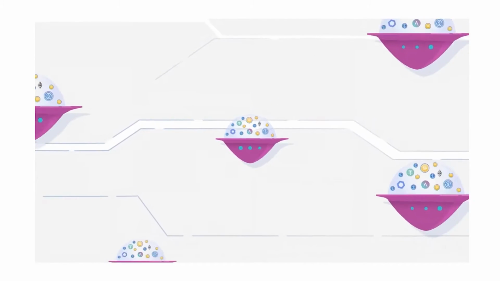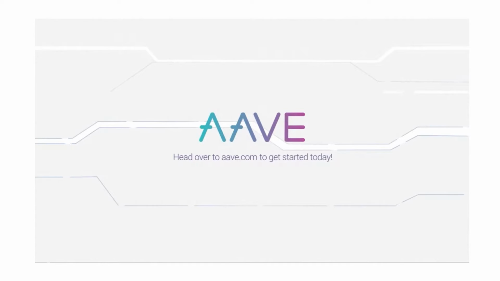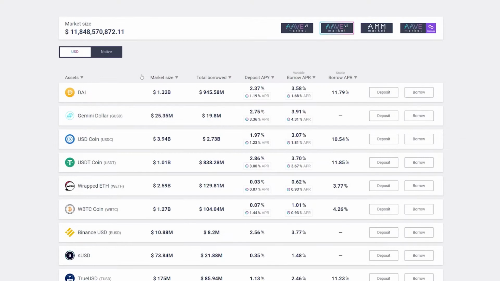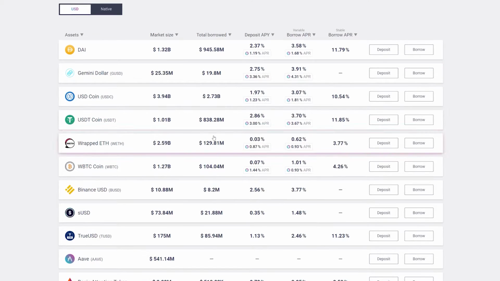This is the average of the last 30 days of interest rates for the asset. Users can switch between these two types of rates at any time, but they have to pay a small Ethereum gas fee to do so. Aave offers 25 different ERC20 based assets for lending and borrowing, including DAI, USDC, and Link.